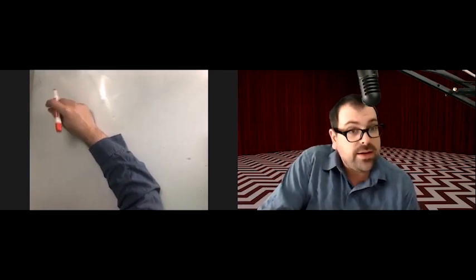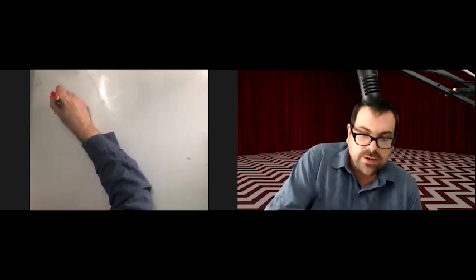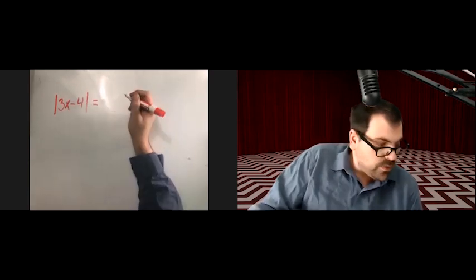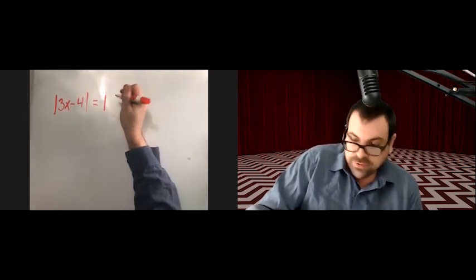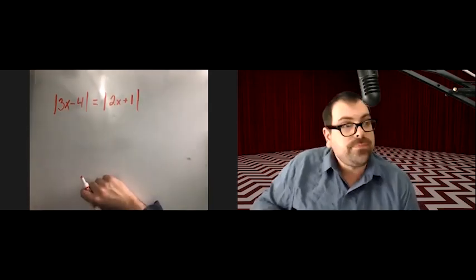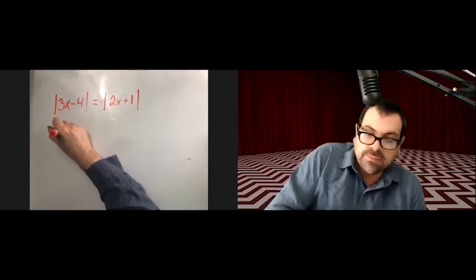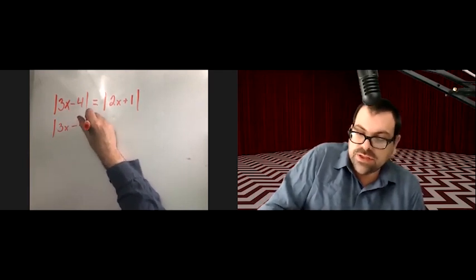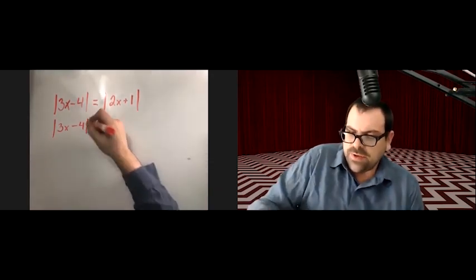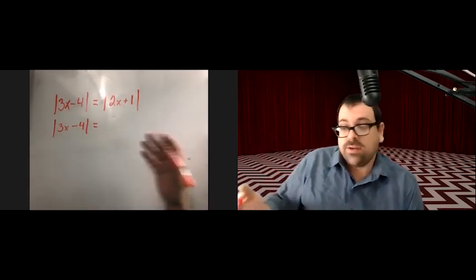Let's do another like that. I won't show it both ways though. Let's take a look at the absolute value of 3x minus 4 equals the absolute value of 2x plus 1. I'm going to go ahead and leave the absolute value on the left just because I like absolute value equals looking like absolute value equals. But like we just saw, it doesn't matter.